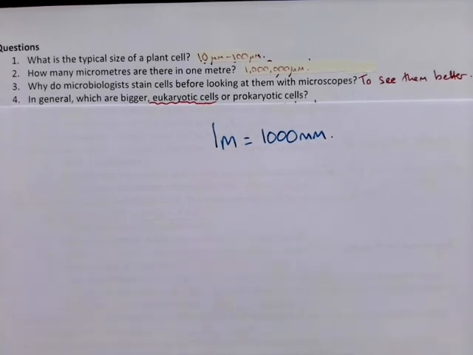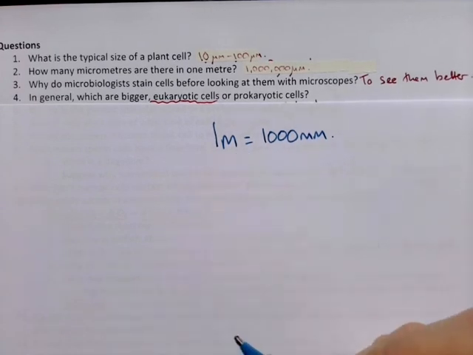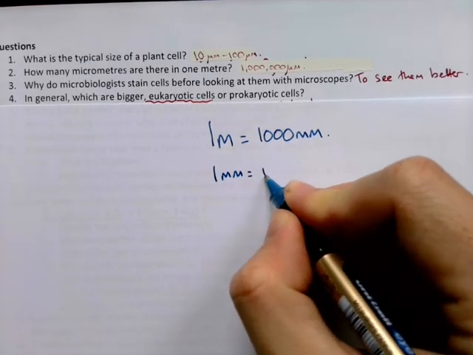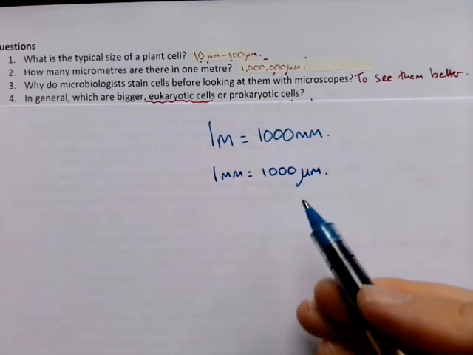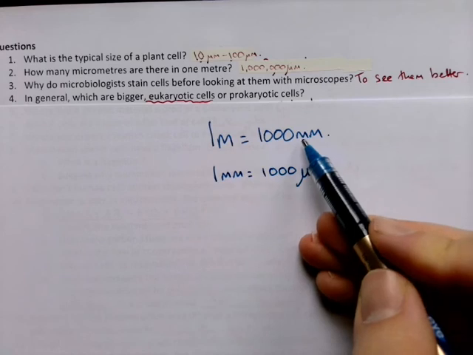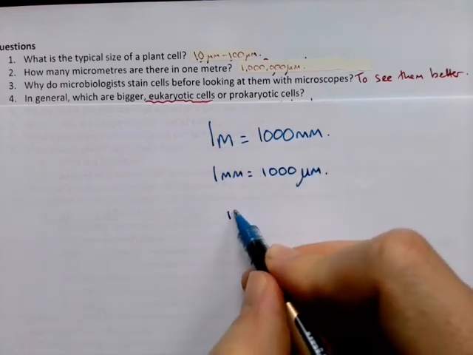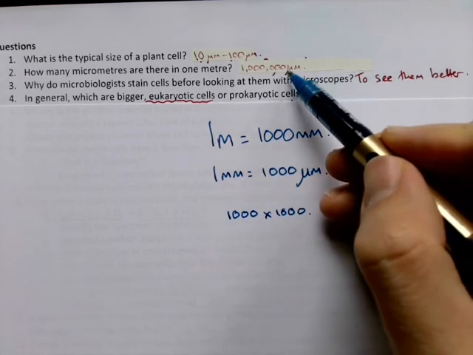You might remember it by thinking, well, I know that 1 centimeter has 10 millimeters and a meter has 100 centimeters, and 10 times 100 is 1,000, but really it's best if you just remember 1 meter is 1,000 millimeters. And also you should know that 1 millimeter is 1,000 micrometers. So if there's 1,000 micrometers in a millimeter and there's 1,000 millimeters in a meter, how many micrometers in a meter? Well, it's obviously just going to be 1,000 times 1,000. So that's how I get 1,000,000 micrometers.